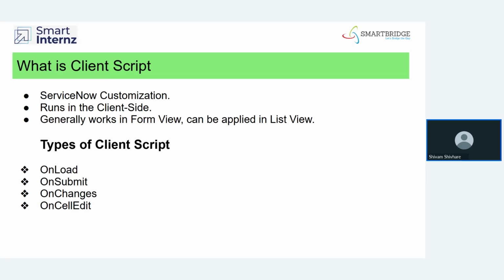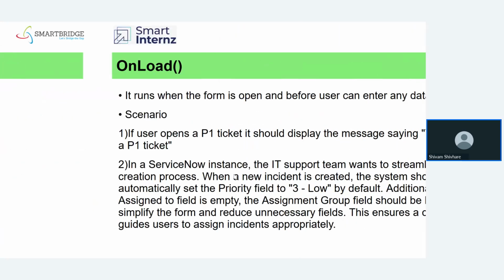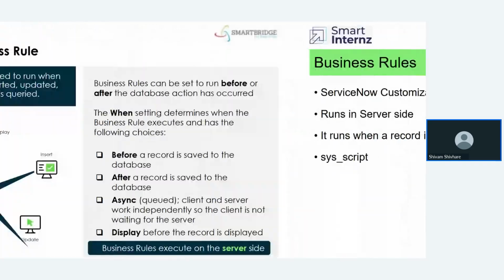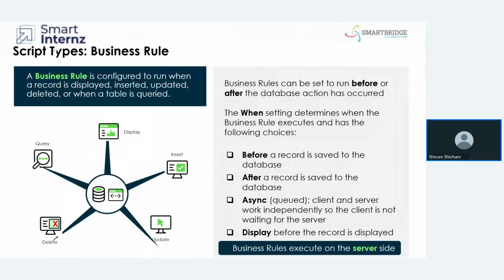Done? Okay. So client script, I hope it's clear. So there's one more concept, that is business rules. Business rules is something that is completely server side. Like just now we have learned about client script, which is completely client side, that is the user side.